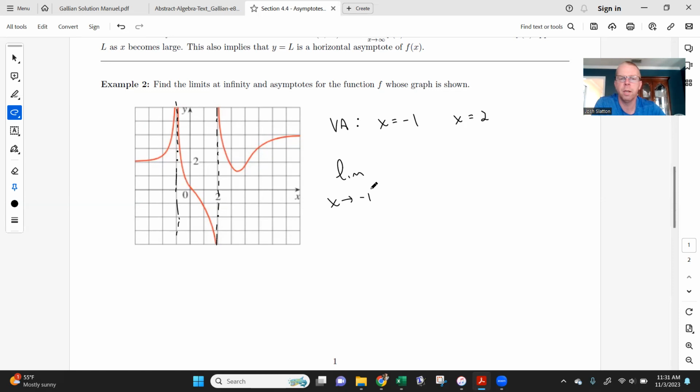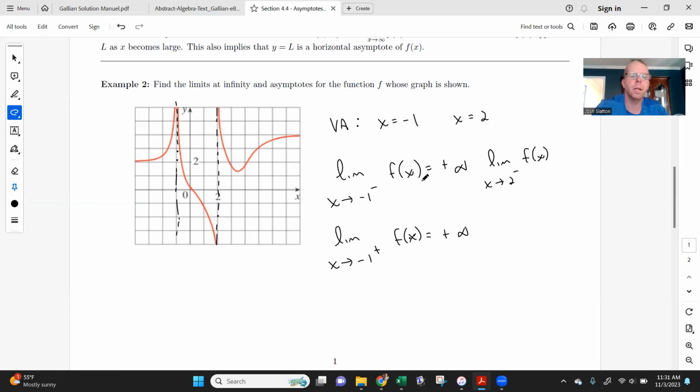So the limit as x approaches -1 from the left is going up to positive infinity. Oops, not plus or minus, just plus infinity. The limit as x approaches -1 from the right is going to also be positive infinity. But if we look at x approaches 2 from the left, now we're going down to negative infinity. And as x approaches 2 from the right, we're going up to positive infinity.